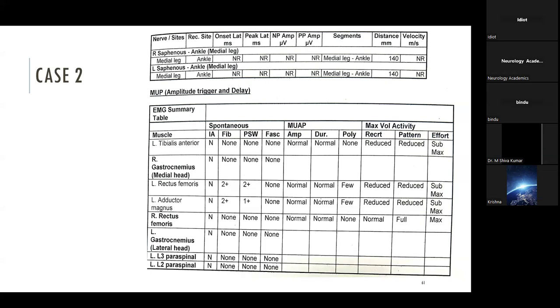So what is your final diagnosis? Left upper lumbar plexopathy. In addition, peripheral neuropathy, sensory and motor.